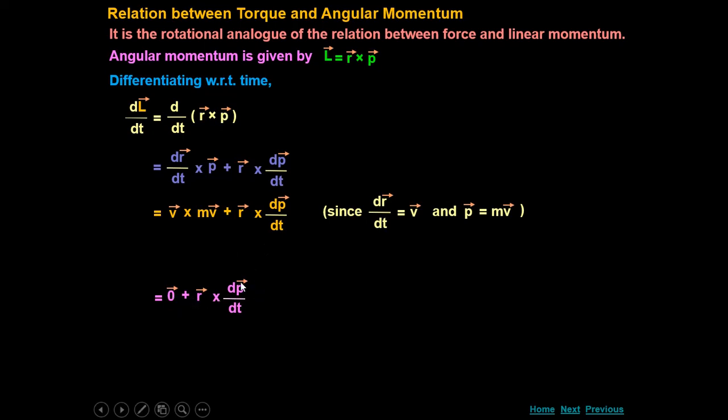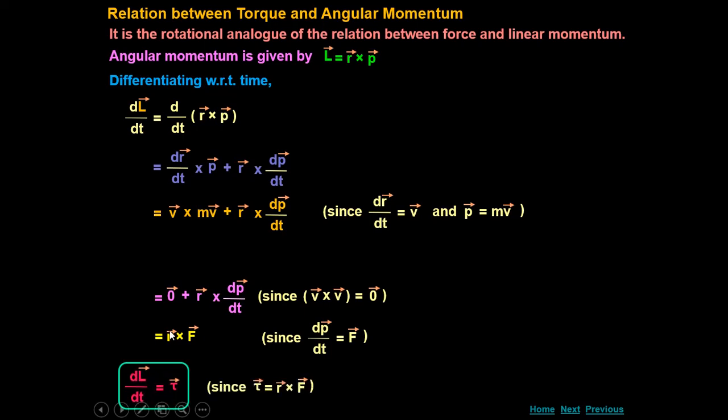We know that the rate of change of linear momentum with respect to time is nothing but force, according to Newton's second law. If there is a change in momentum, then you should understand that there is a force. So dp upon dt is nothing but the change in linear momentum with respect to time, which is force. In this way, since that first term is 0, that term goes away, and we can write r cross F.